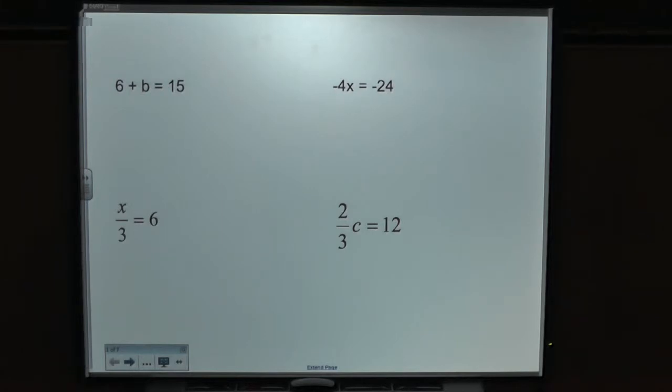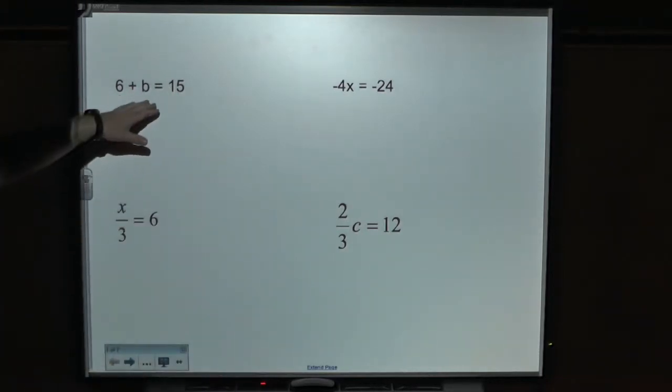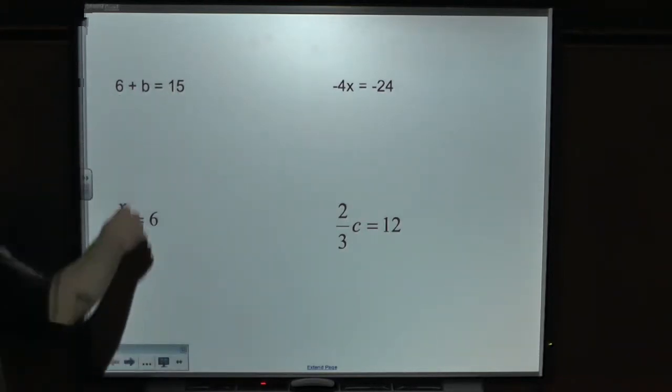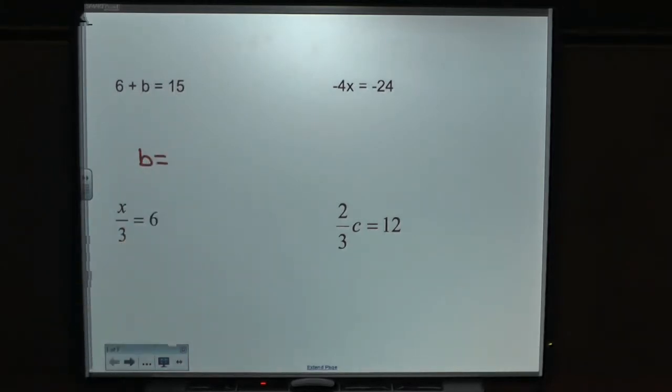So, start with what we're starting with, solving equations. We are starting with one-step equations. The first type, addition or subtraction. 6 plus b is equal to 15. As we talked about before, we want to get the variable b by itself.